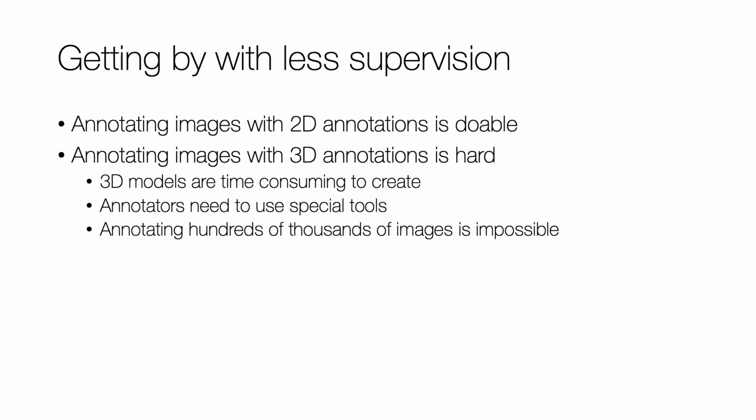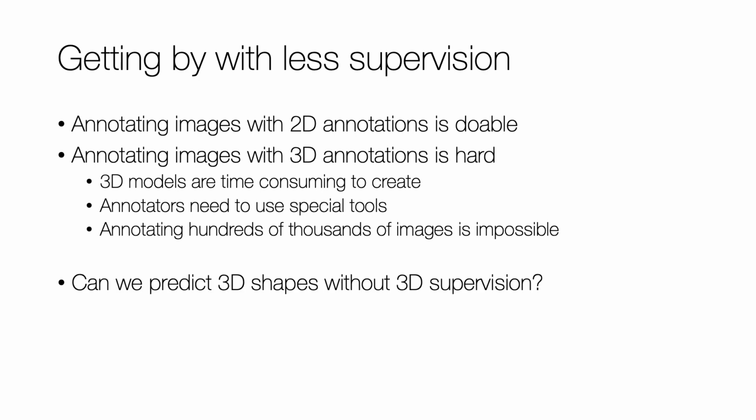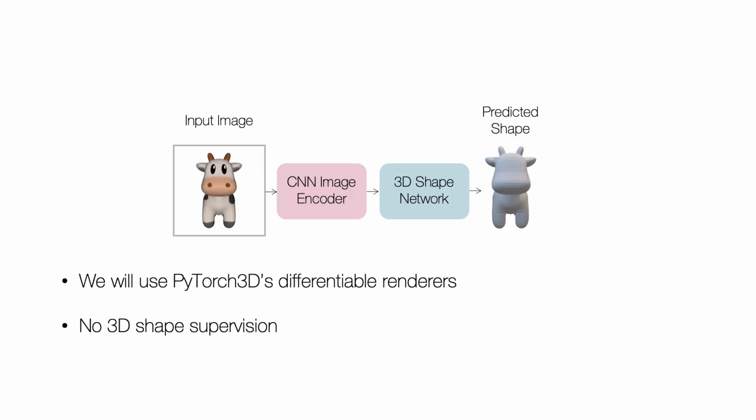Mesh R-CNN requires pairs of image and 3D annotations. But 3D annotations are hard to get compared to 2D. So can we predict 3D shapes without 3D supervision? To infer 3D shapes without 3D supervision, differentiable rendering can be used to project 3D back to 2D in a differentiable manner. Differentiable rendering was covered in the previous tutorial talk on PyTorch3D by Nikhila Ravi.